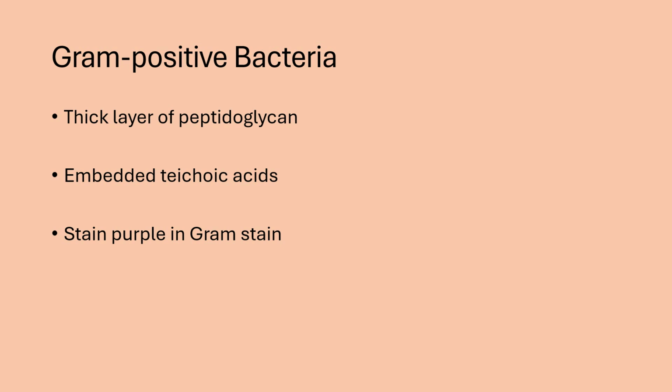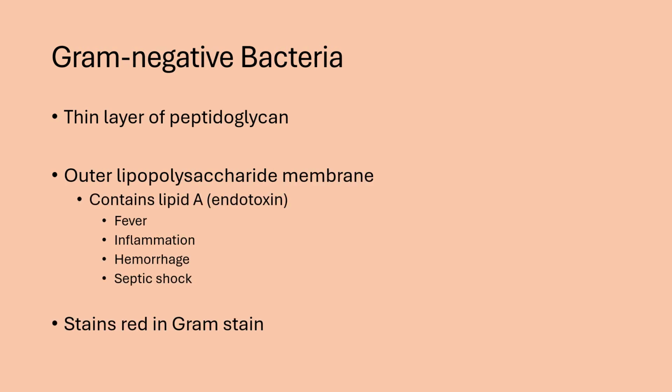So with the gram-positive bacteria, their cell wall has a very thick layer of peptidoglycan. So it's multiple layers of it. It's very thick. They have embedded in it what is known as teichoic acids. When you do a gram stain, it will stain purple. The gram-negatives, they have a very thin layer of peptidoglycan. In addition to that, on the outer side of the cell wall, they have another layer. They have what's known as a lipopolysaccharide membrane. So this membrane is not present in your gram-positives.